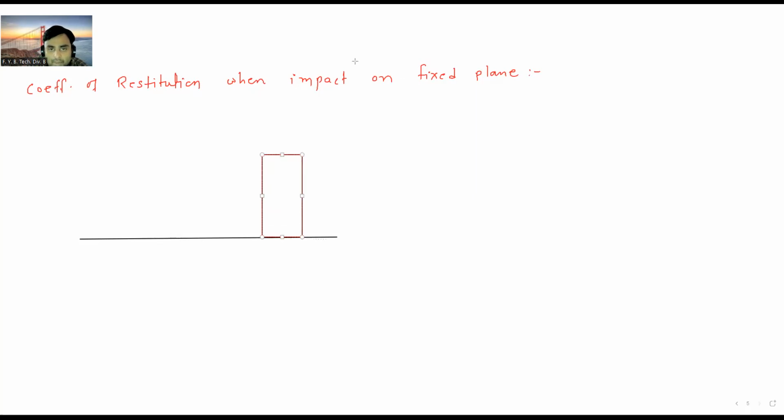This is a wall. Imagine this is a wall, and let us say that the mass of this wall is m2. Initial velocity of this wall is zero. The wall is not going to move.